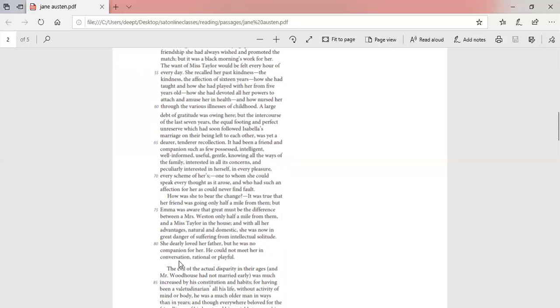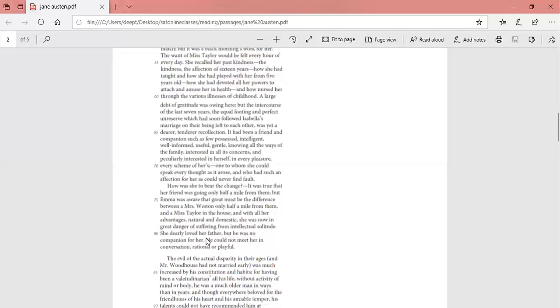He could not meet her in conversation, rational or playful. So who's not able to meet? Who's this he? Okay, we didn't know, so let's go back over here. Taylor, advantage, domestic. Then we have suffering, intellectual solitude, dearly fond of father. So we know that all of this is about Miss Taylor, who's far. And then it says that she dearly loved her father. That means Emma loves her father also. But father is very rational and he's not really very playful. So could not meet her in conversation. So father, I love her, but he is not like Miss Taylor. That's what this paragraph is saying.